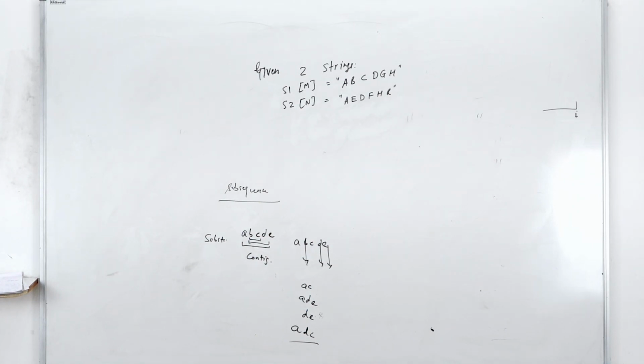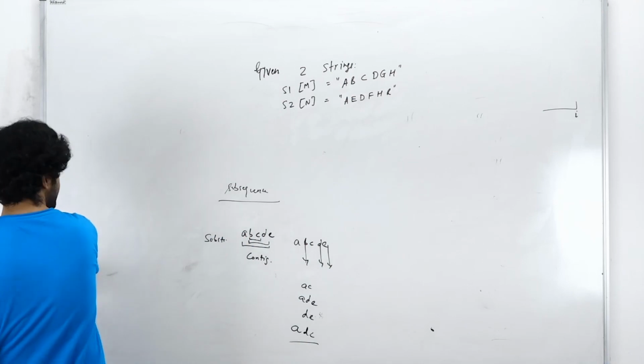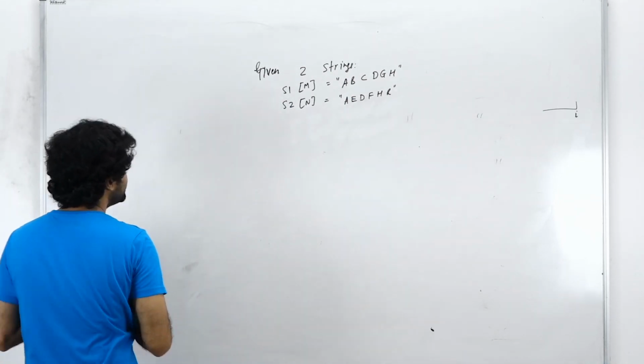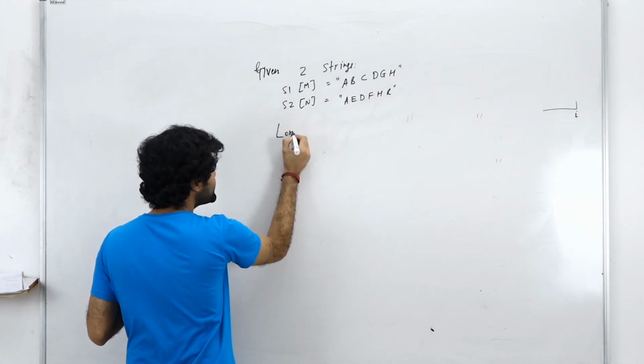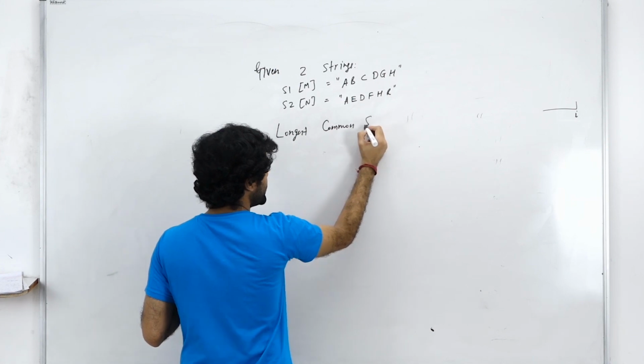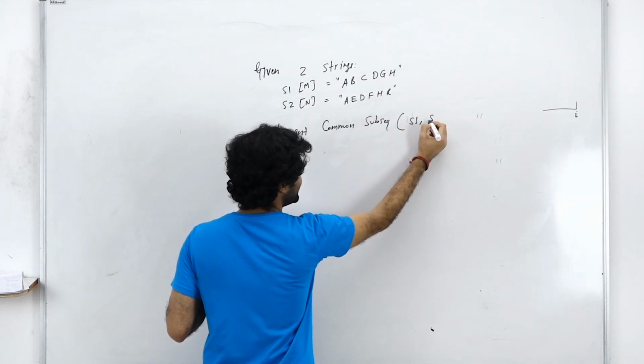So I hope everyone is clear with the meaning of subsequence. Yes, order cannot be changed. That is the most important thing. ACD will be correct. So now that you understood what a subsequence is, the question says that I want to find the longest common subsequence of S1 and S2.